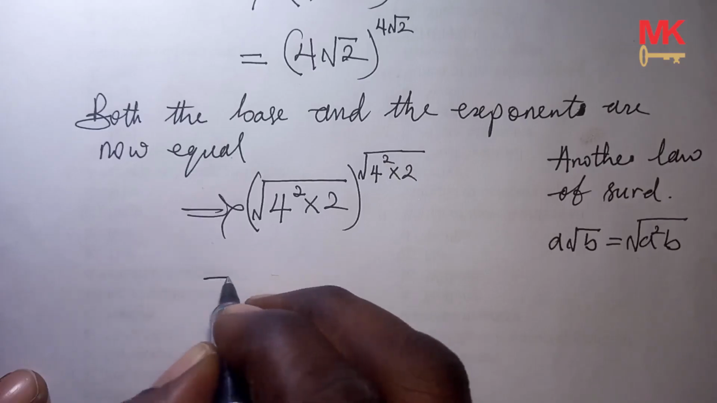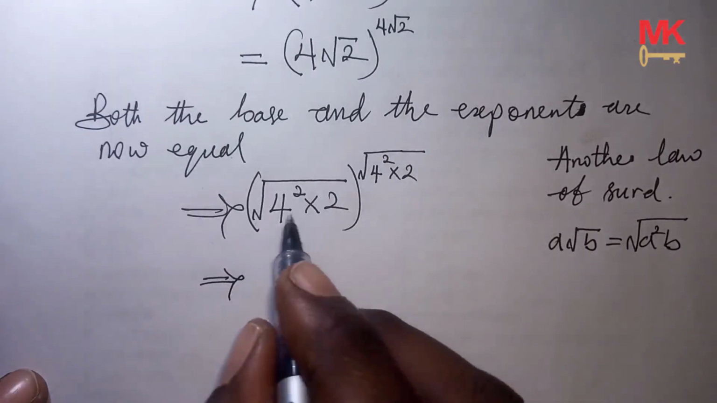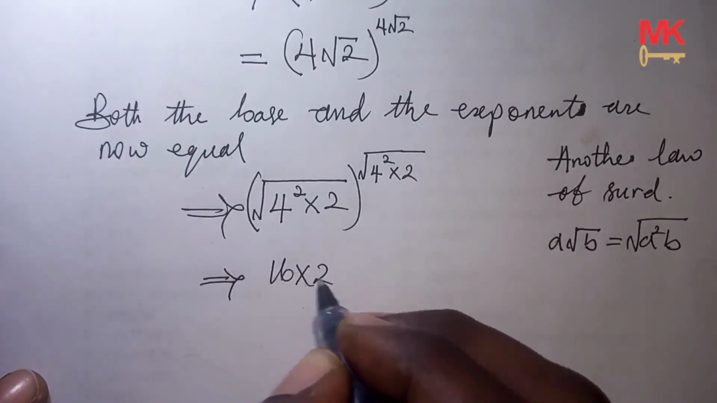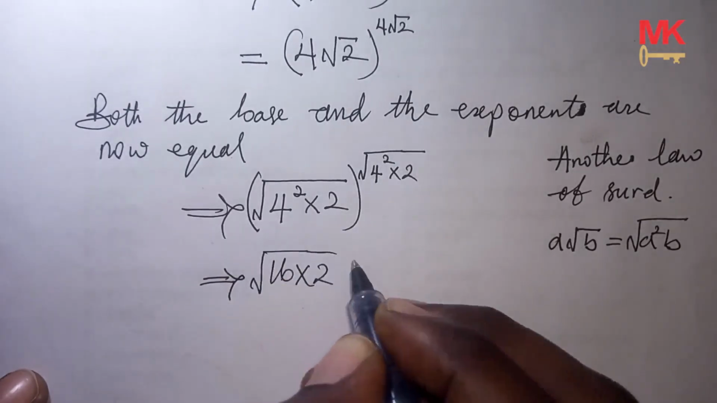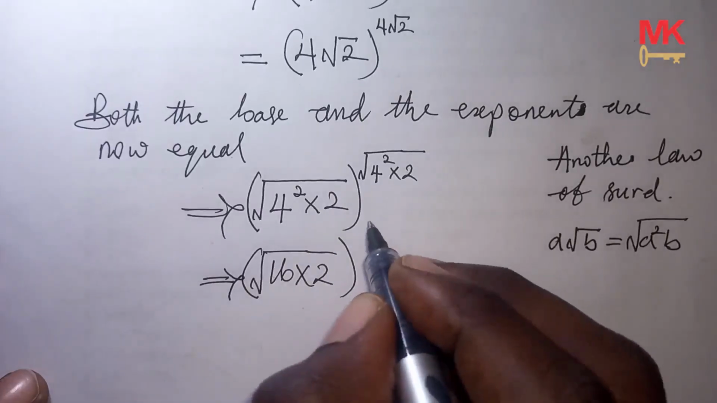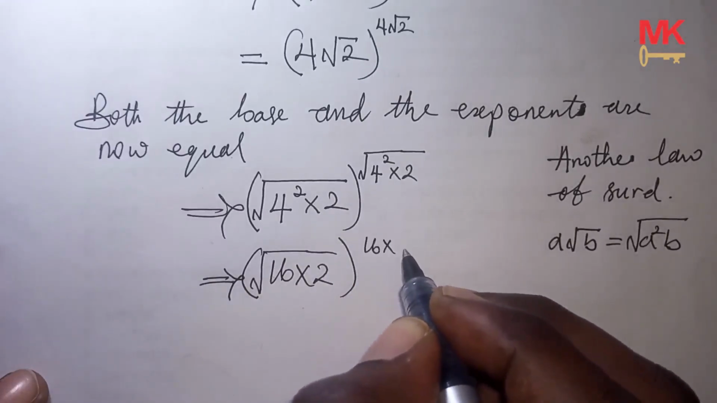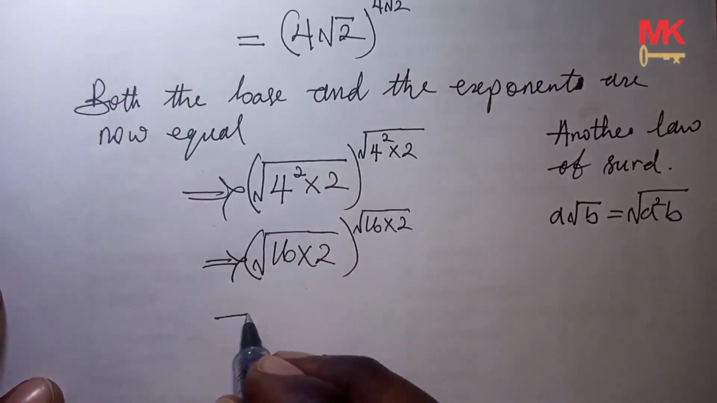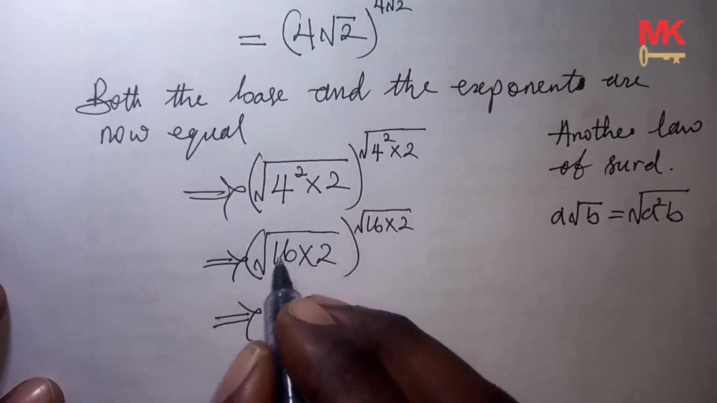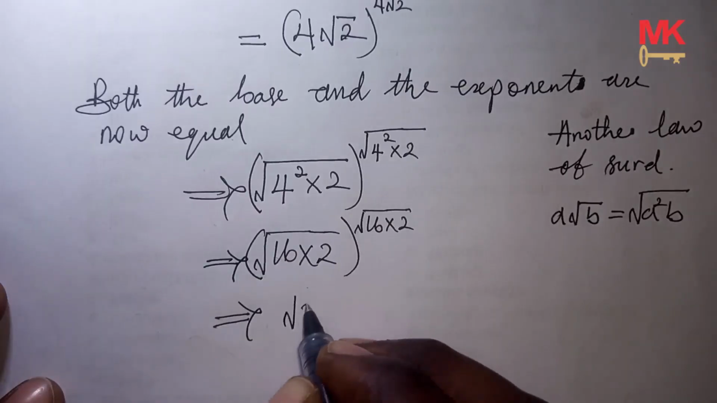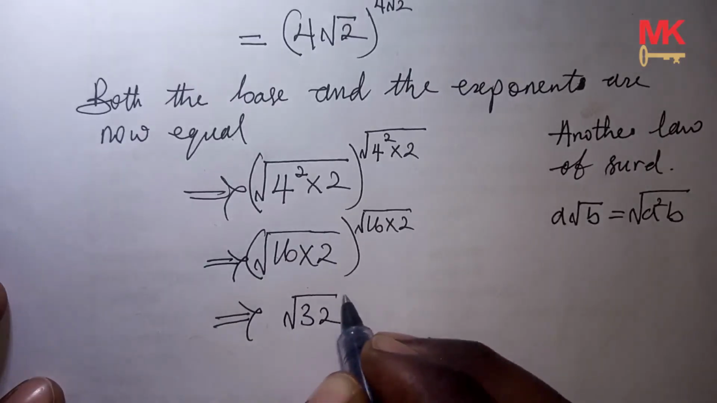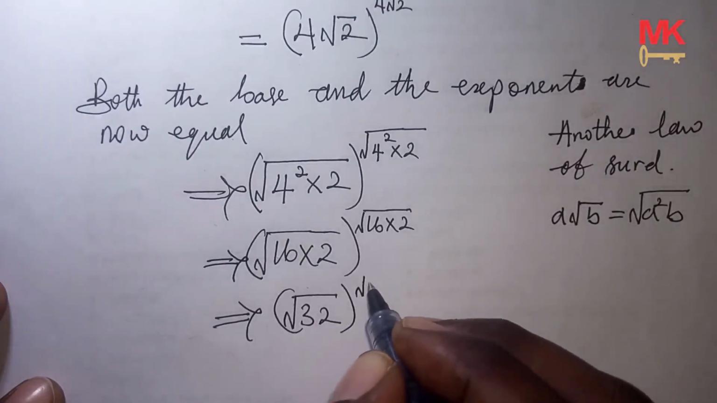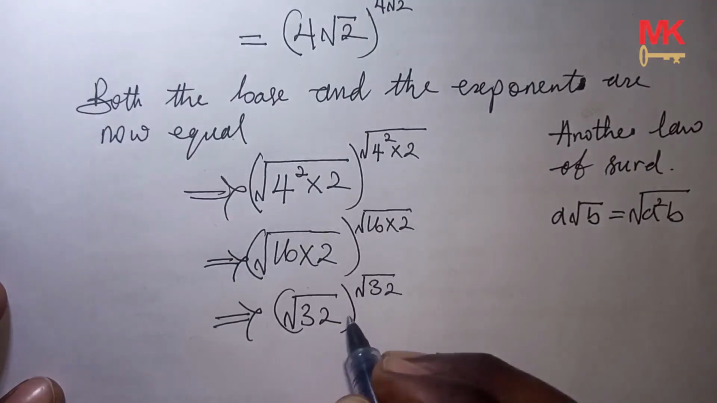So that implies 4 squared is 16, which is 16 times 2, all raised to power, the square root of 16 times 2. And now, of course, this implies 16 times 2 is 32, so we have the square root of 32 raised to the power of the square root of 32.